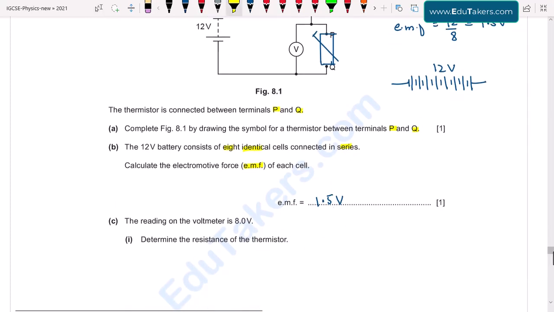The reading on the voltmeter is 8.0 volt. So here the voltmeter gives a reading of 8.0 volt. Part 1. Determine the resistance of the thermistor. We have to calculate the resistance of this thermistor.